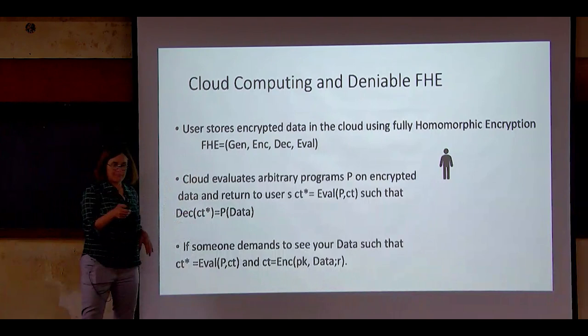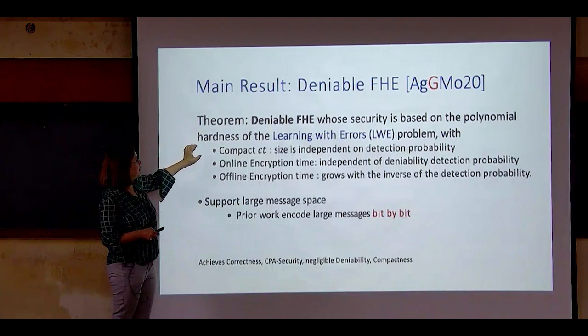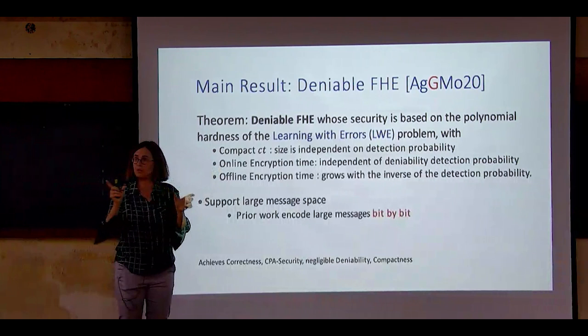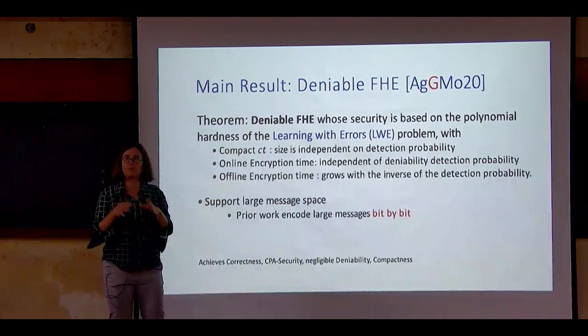So what does the theorem say? The theorem says we can construct a deniable fully homomorphic encryption scheme. The security will be based on the hardness of learning with errors, which is the problem that I showed you. The ciphertext will be compact. So the size now is going to be independent of the probability you can distinguish between R and R prime. Remember I said that the solutions were not compact. And we're going to distinguish between online and offline encryption time. Offline will be short, okay?